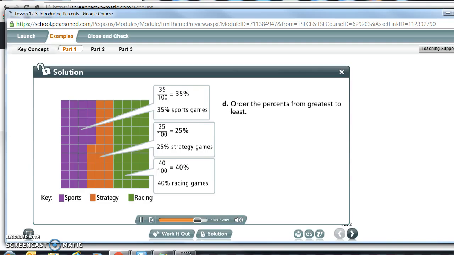Part D. Order the percents from greatest to least. 40% is greater than 35%, which is greater than 25%. The greatest percent is 40%, so more racing games were sold than any other type of game.